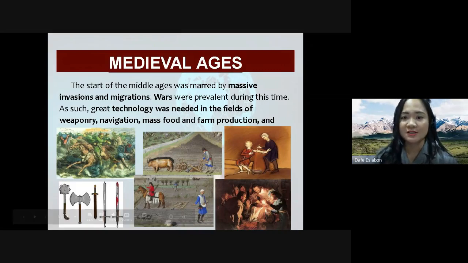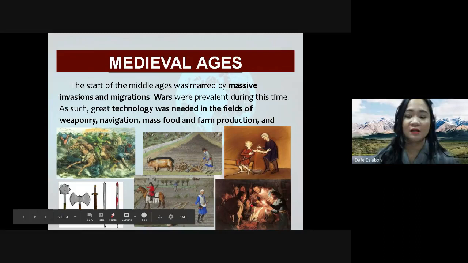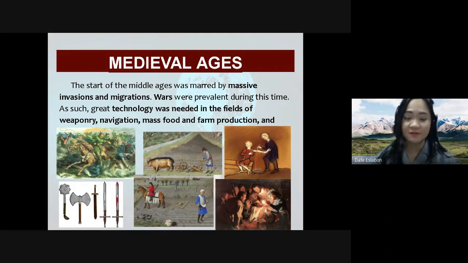And also medicine. As you can see on the lower right side of your screen, this is the medicine way back in the medieval ages. And right here is also one form of invention in health. Specifically, this is dentistry in times of the medieval ages.